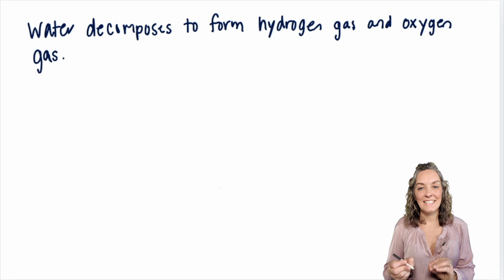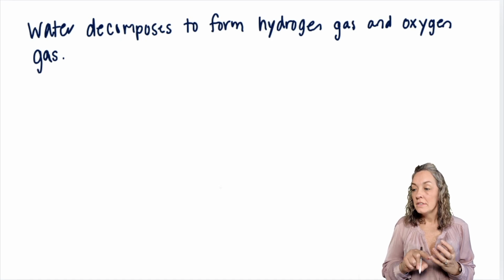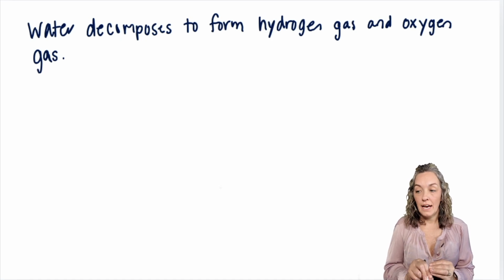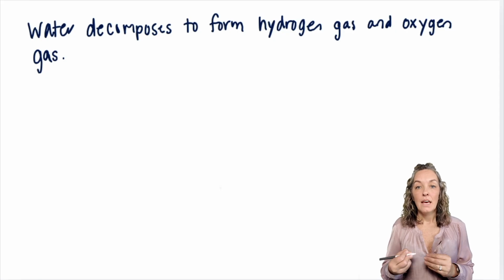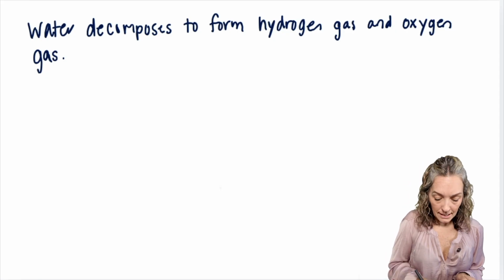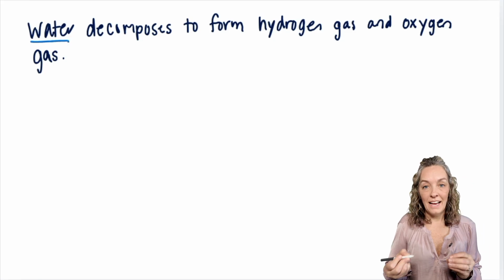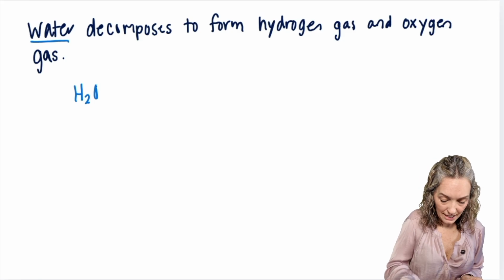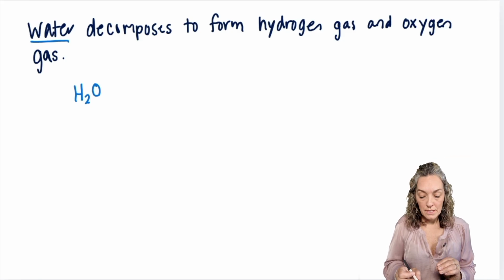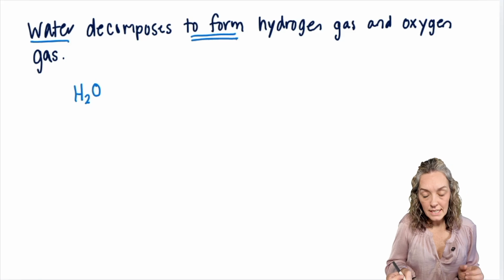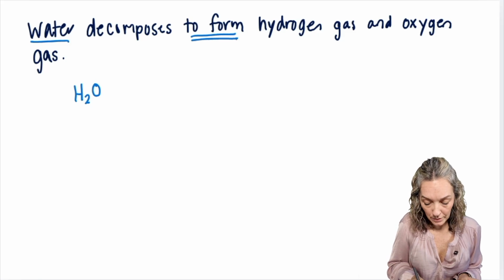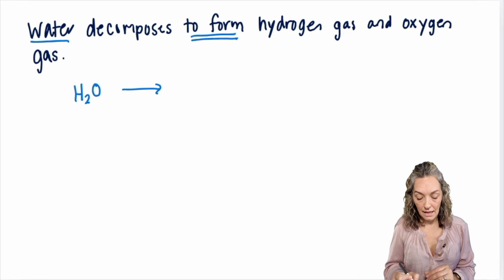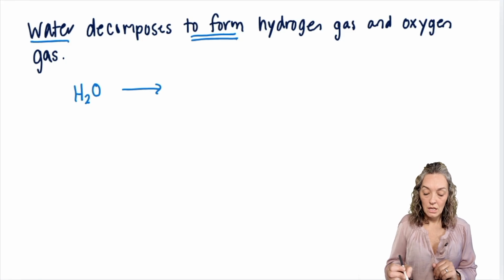Let's look at one last example together. Water decomposes to form hydrogen gas and oxygen gas. So we're going to start by identifying my reactants. I have water. The formula for water is H2O. That's already stable, already happy. That water decomposes to form. As soon as I see "to form," I know that I'm going over to the product side, and I'm going to indicate that with an arrow in my balanced equation.